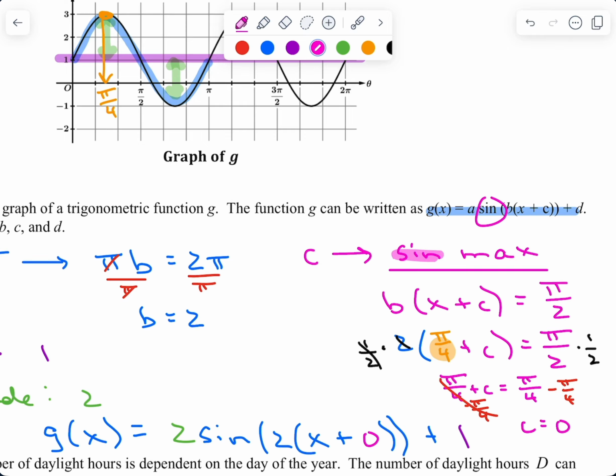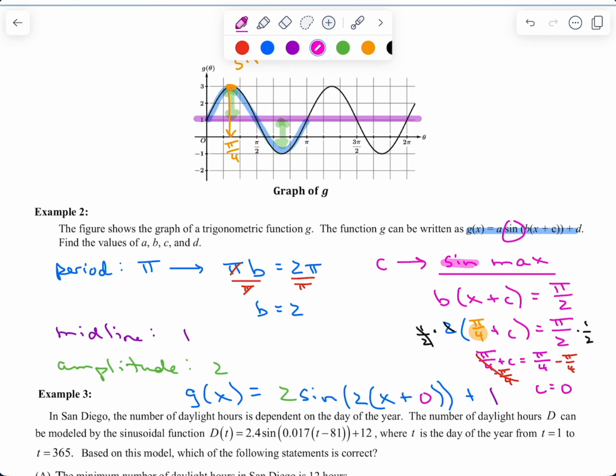There wasn't a phase shift. It just horizontally compressed it by 1/2 and didn't shift it at all. Now, if I would have written that as a cosine example, that definitely would have been affected, and there would have been a phase shift, okay?